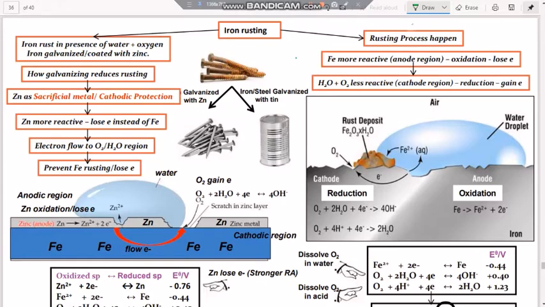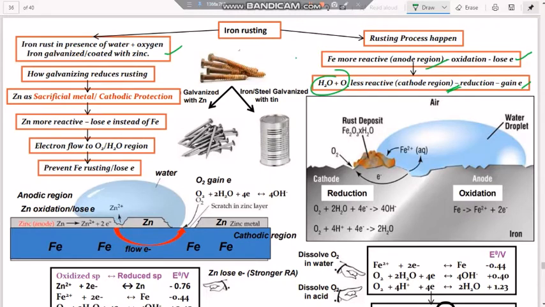Here, the rusting of iron takes place only when iron is more reactive, that means it loses electrons, and when moisture is there in the atmosphere with oxygen, oxygen is less reactive, which will work as a cathode. That means iron works as anode, and oxygen works as cathode, that gains electrons. So here iron rusts in the presence of water with oxygen. Iron can be galvanized, coated with zinc. That is the reason behind rusting of iron.